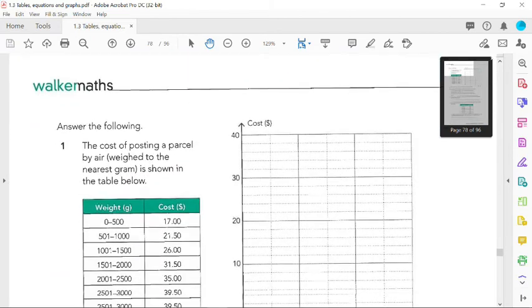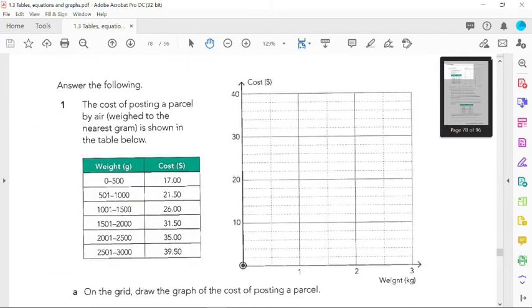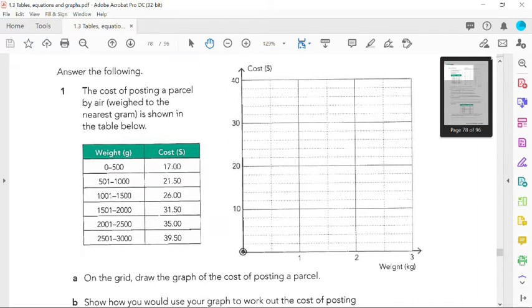All right. Let's just do one together here. Answer the following. The cost of posting a parcel by air, weighed to the nearest gram, is shown in the table below. On the grid, draw the graph of the cost of posting a parcel. So between 0 and 500. Is that going to get an open circle? Does it say less than 500? No. It says including 500. So you're not always going to get an open circle. Read carefully.